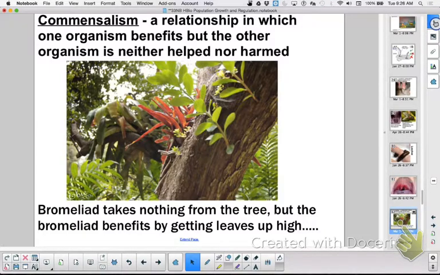Remember, if I'm going to write a math equation for these, for parasitism, I'm going to put plus minus. Maybe give yourself an example of a parasitic relationship. For commensalism, I'm going to put plus 0, right? Because it's good for one and it has no effect on the other. And a bromeliad would be a good example of that.